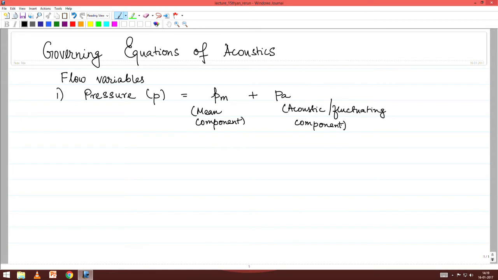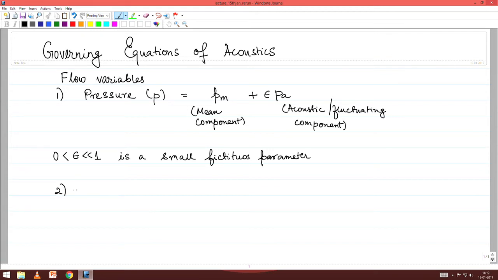So far so good. Now, to make sure that we understand that the acoustic component is much smaller than the mean component, we will introduce a bookkeeping parameter epsilon. Epsilon is a small, fictitious bookkeeping parameter, and the reason for its introduction is just to keep track of the orders of magnitude of different variables. It does not have any physical relevance, but we will see it is very useful in the derivation process.